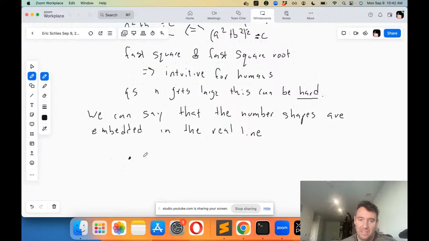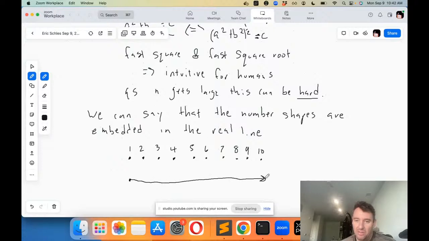If we think of number shapes always as being a line, always continuing forward, and each dot represents a number, so this is 1, 2, 3, 4, 5, 6, 7, 8, 9, and that's 10, then we have this equivalent representation of the number line. We would consider this N, and we would consider this R. And these are blackboard numbers.